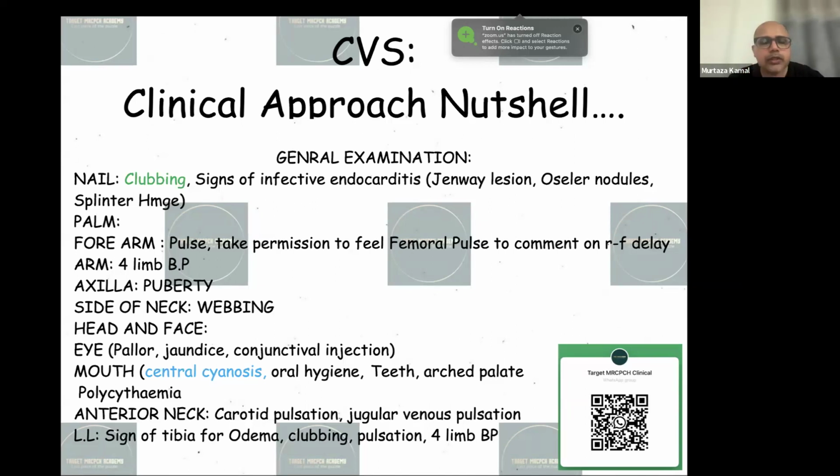Thank you. So we have to go in a very systematic fashion. You started with the hands, saw for clubbing, looked for any signs of infective endocarditis. Go on to the palms, move on to the forearms. One thing in examination is very important. We should not be jumping from here and there. It should be in a systematic fashion.